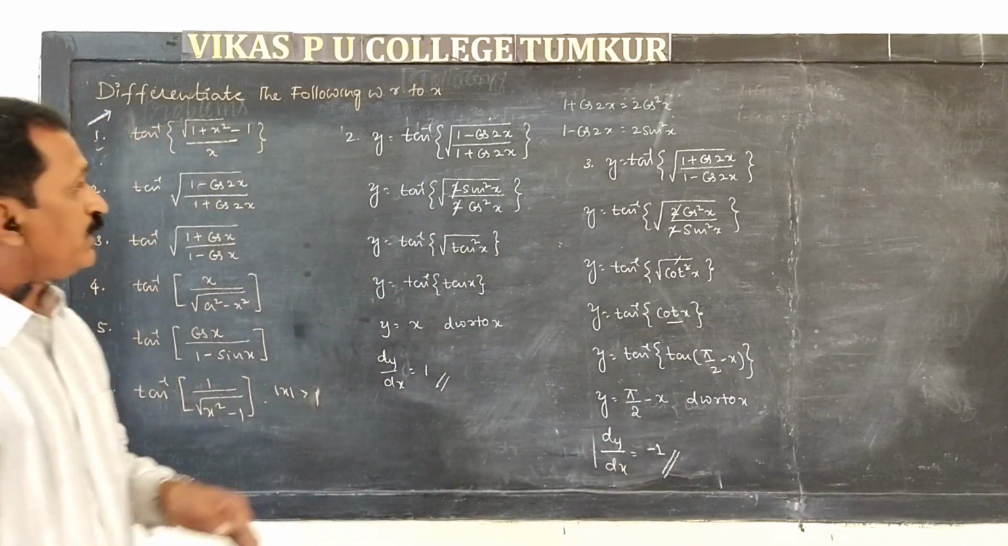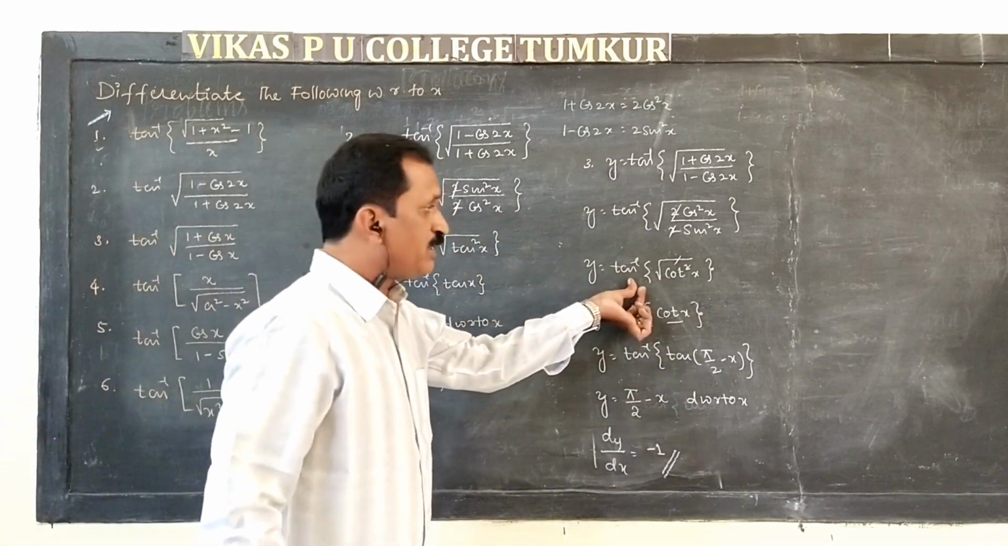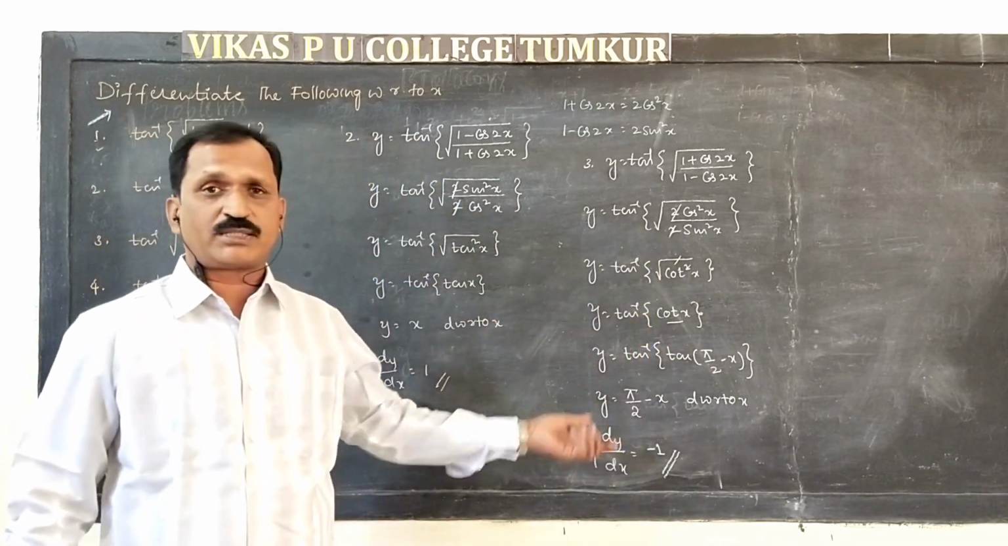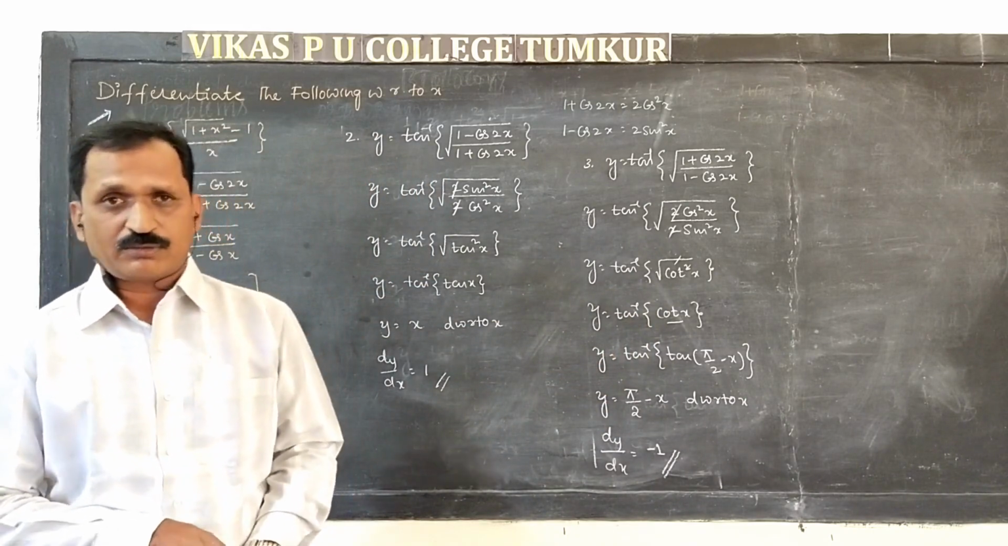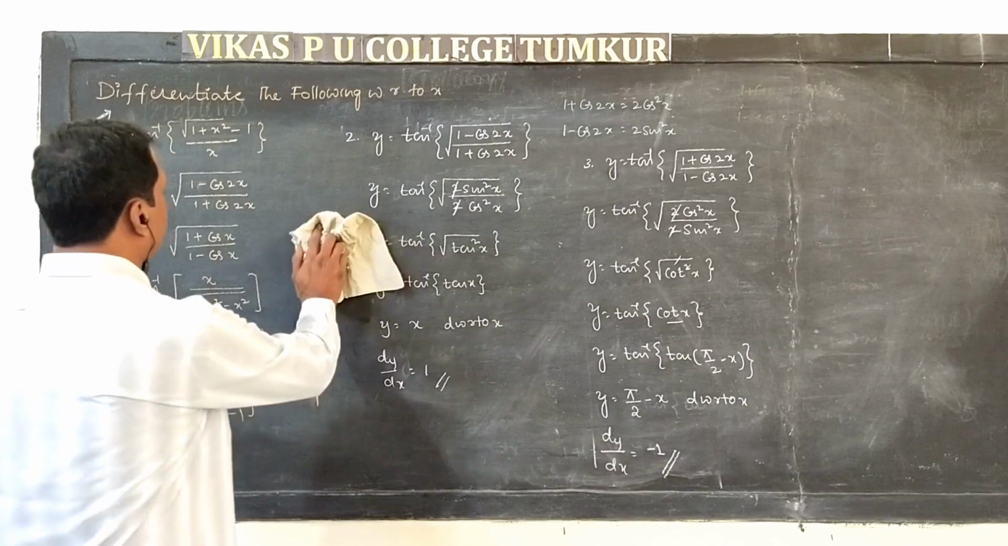So tan inverse of tan is easy, and tan inverse of cot, just take tan of pi by 2 minus x. Very simple, right? Okay. Shall we look for one more? You know that one?